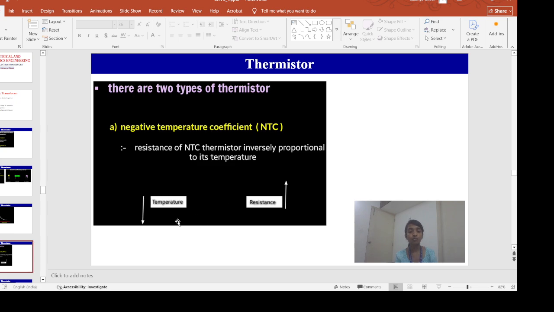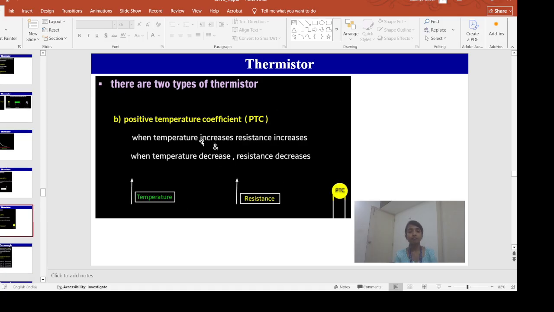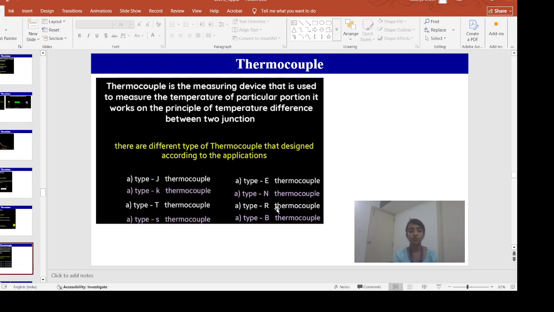In this case, the temperature and the resistance are inversely proportional. That means when we are reducing the temperature, the resistance of the thermistor will increase if it is a negative temperature coefficient or NTC thermistor. Next, we have a positive temperature coefficient or PTC thermistor. In this case, when the temperature increases, the resistance will increase. When the temperature decreases, the resistance will decrease. So that's what happens in the PTC thermistor.